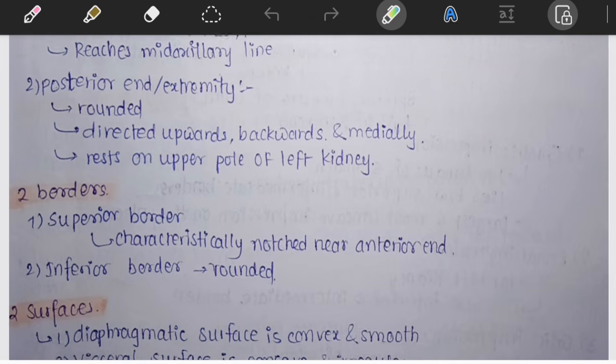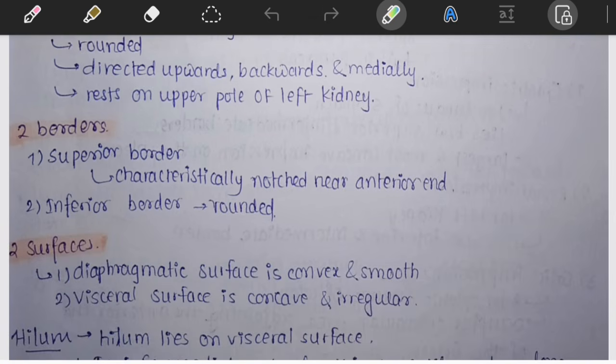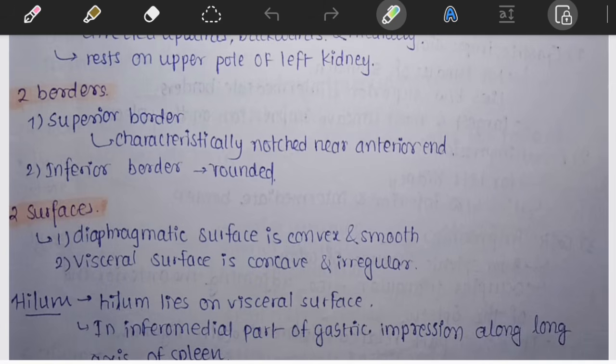The superior border is characteristic because it contains notches, especially near the anterior end. These notches are clinically useful because they help us identify an enlarged spleen during abdominal examination. The inferior border, in contrast, is rounded.